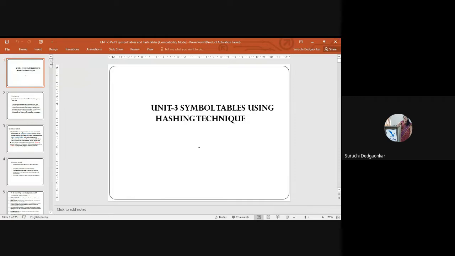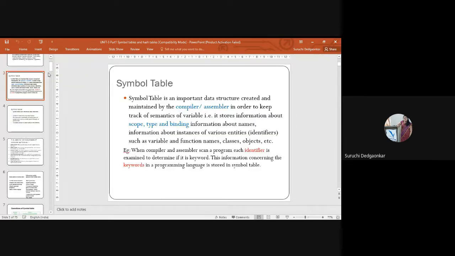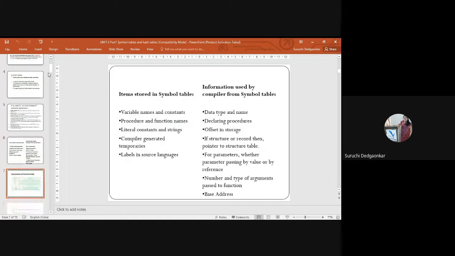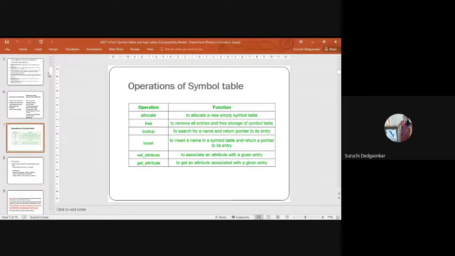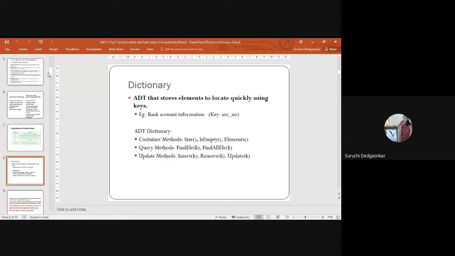Yes, so I hope the concept of symbol table is known to you now. Location, then lookup, that is searching for an entry, insertion, set attribute, get attribute. These symbol tables are also called keyed tables because the entry in the symbol table will be done at a position which will be calculated from the key.